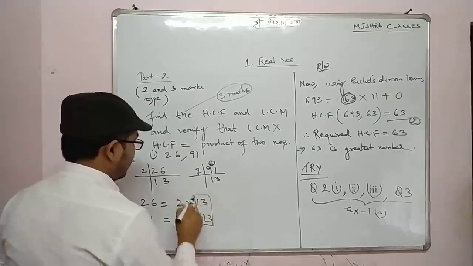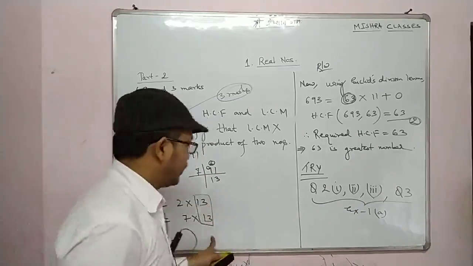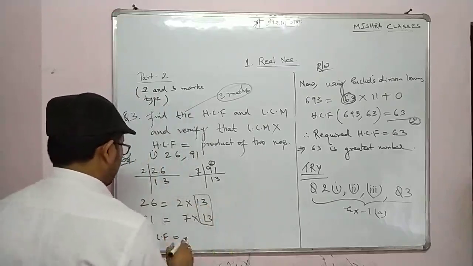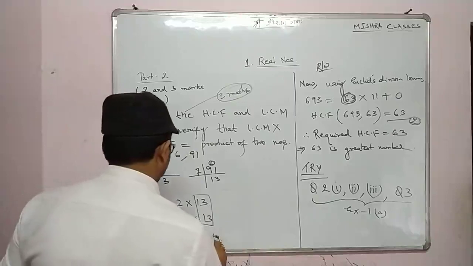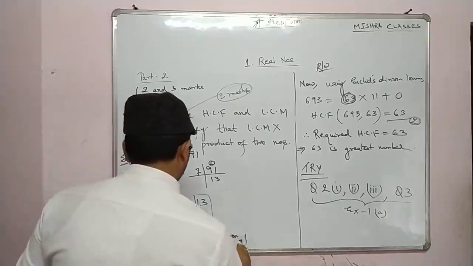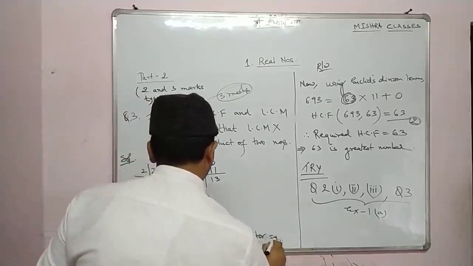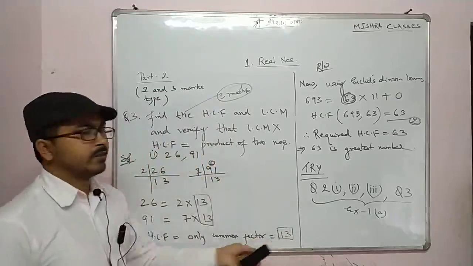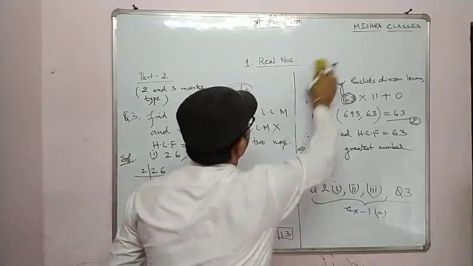What we are seeing is that 13 is common, yes or no? So we can write, therefore, HCF equals only the common factor. HCF is what? Only the common factor. So what is the common factor? The common factor is 13. Is it clear? Next.